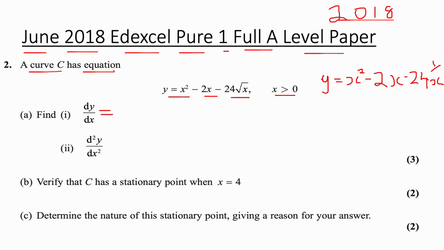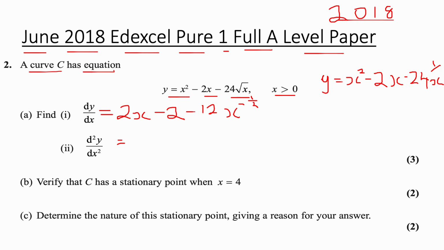Now differentiating this, guys, dy by dx: 2x squared just goes to 2x, the power comes down as a multiplier and then the power reduces by 1. Minus 2x goes to minus 2 when you differentiate, and then differentiating minus 24x to the half goes to minus 12x to the minus a half, guys. Take off 1 from the power, a half take away 1 goes to minus a half.